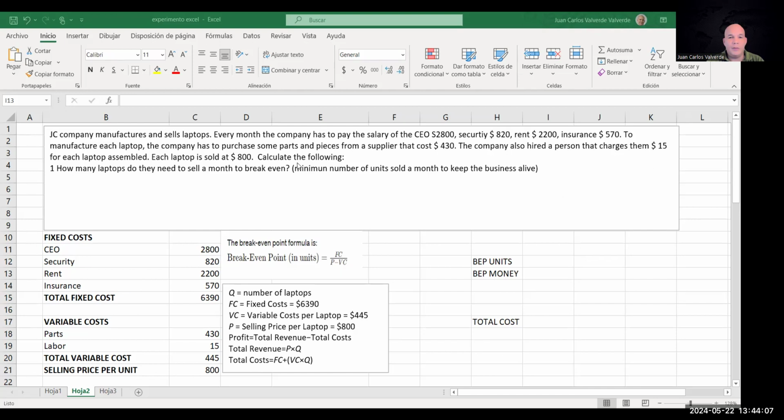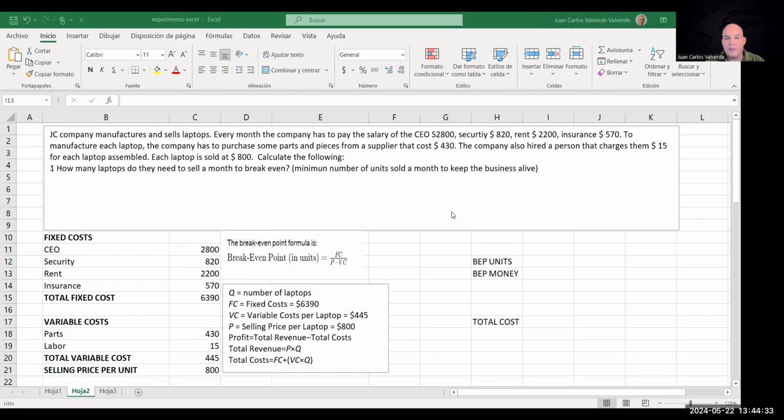Obviously, they need to make a profit. We'll need to calculate the following. Number one, how many laptops do they need to sell every month in order to break even? What is the meaning of to break even? It's the minimum number of units sold every month to keep the business alive. If you sell lower than that number, then your company is losing money. If you sell more than that number, then your company is making a profit.